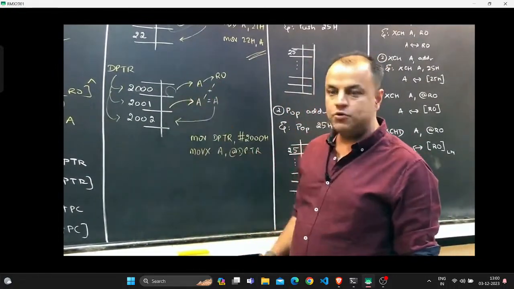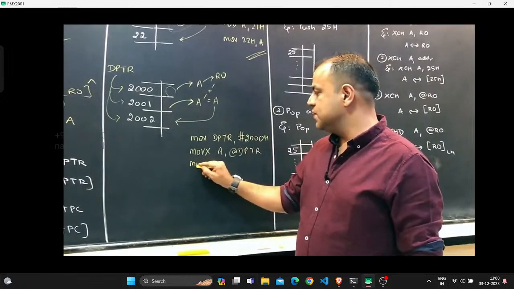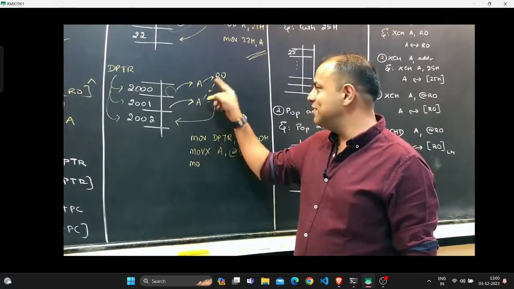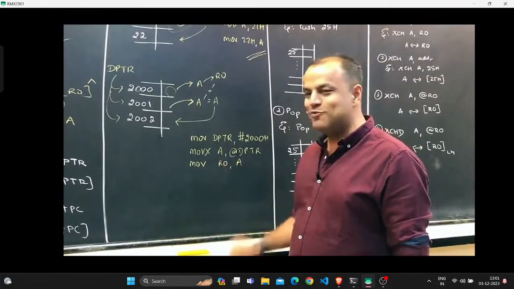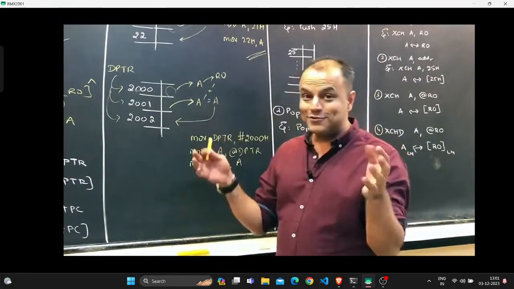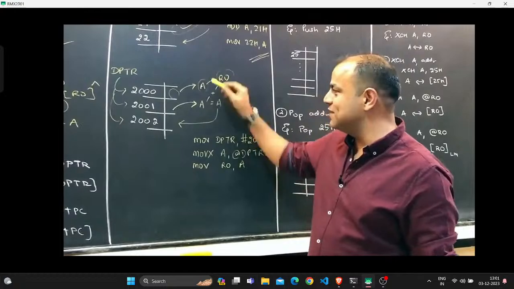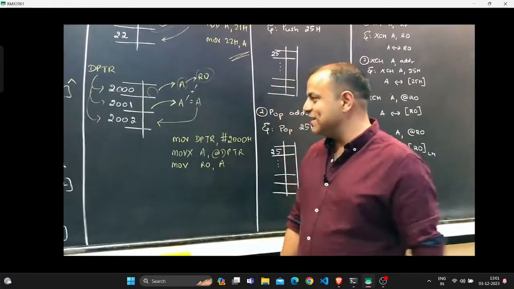So what happened is data came into A. Now from A transfer into R0. Tell me, from A transfer into R0. Come on. Move R0, comma A. Will this be a move X or a move? This is a simple move. You're not transferring anything from any external memory. You're transferring from a register to a register. It's a simple move. Are you clear? Good, you're getting a grip on it.